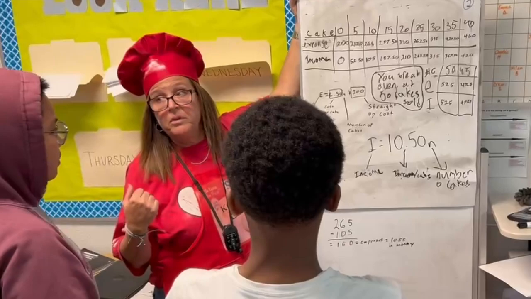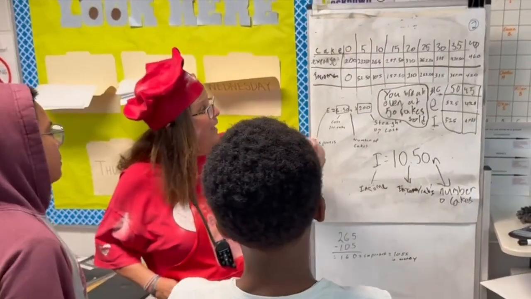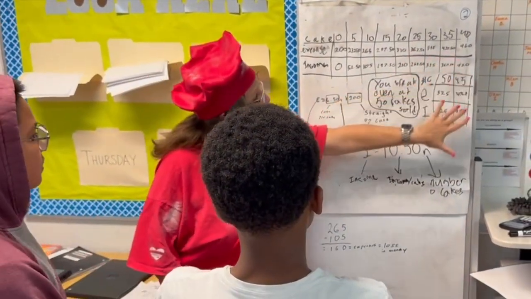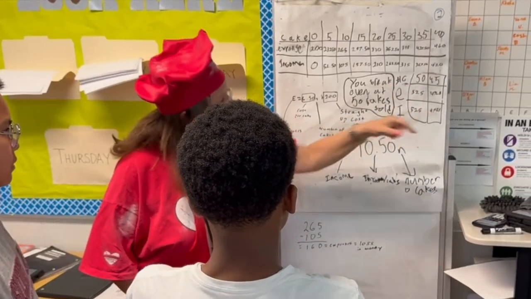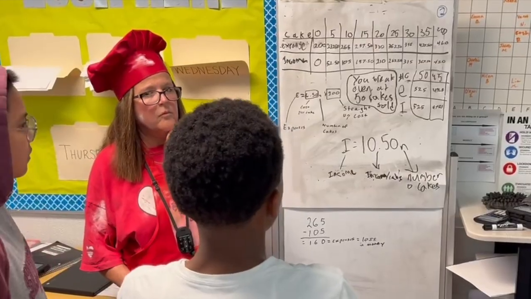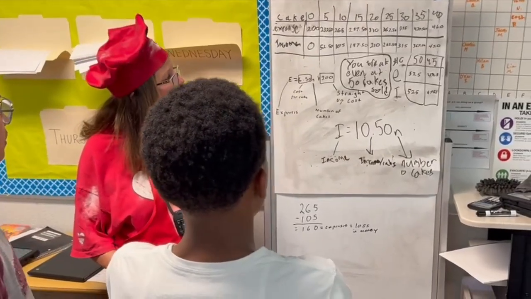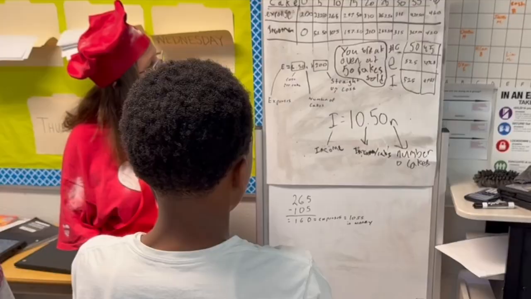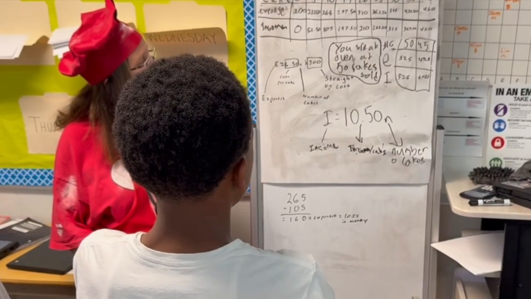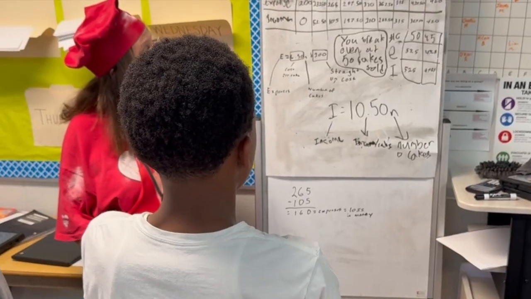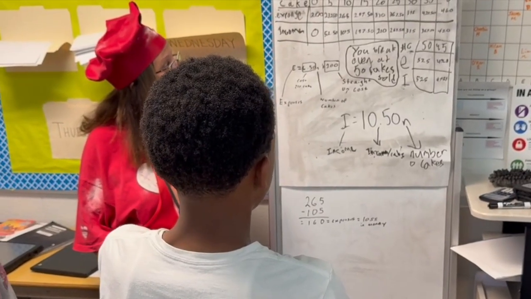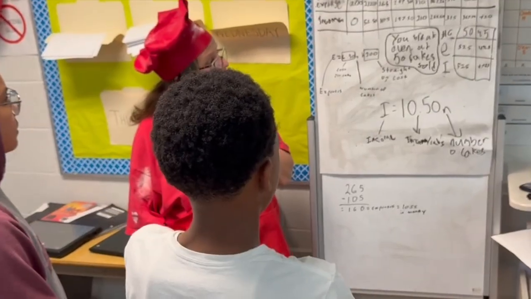Okay, gentlemen, over here, please. Jay, this group went to 40 and then they added on. Jay, can you share how you figured out the price for 45? Since we already had the price for 40 cakes, I decided to add the price for 40 cakes with the price for 5 cakes to get the price for 45 cakes, which was $472.05.